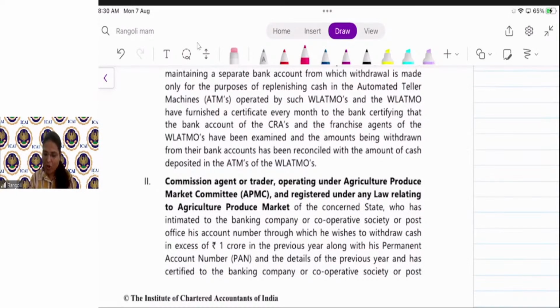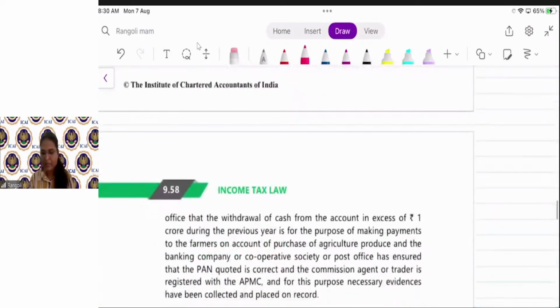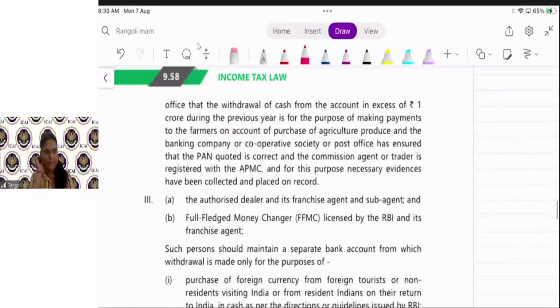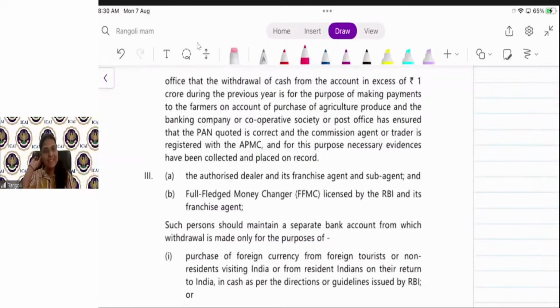But they should obtain the certificate from the RBI and the certificate should be given to the bank. Another is authorized dealer of foreign currency exchange, right? If someone is going abroad for a tour, then they need foreign currency. If someone is coming back to India, then also they need Indian currency in exchange of foreign currency. So the currency exchanger can also withdraw more than 1 crore from his bank account and bank will not deduct TDS, but only and only if they obtain the approval from RBI and they provide the certificate to the bank.